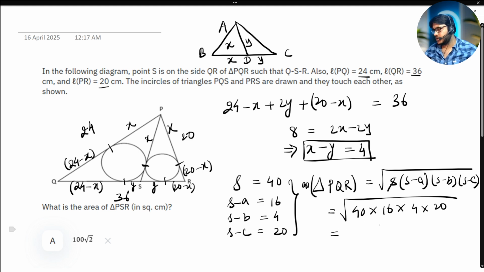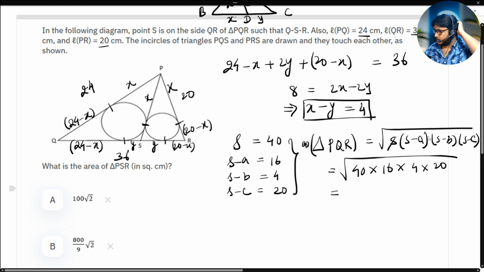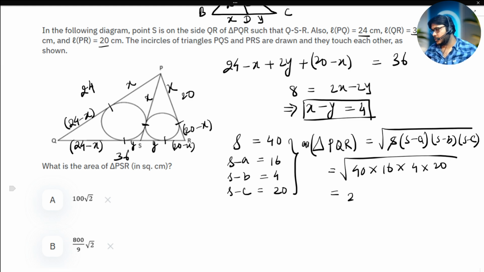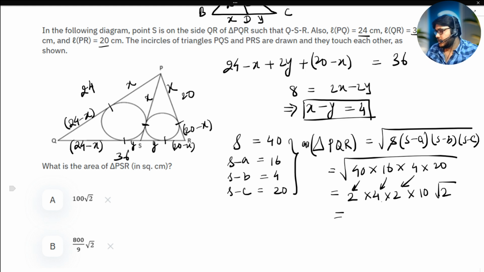Now see how I will do this. So I need the value, right? So what I will do is I will take 2 outside, I will take 4 outside, I will take 2 outside, and I will take 10 outside. 4 and 2 and 4. This is 2 and a 10 outside. That means a root over 2 will be inside. Okay. So this is going to be how much? This is 160 root over 2. This is the area of the entire triangle.